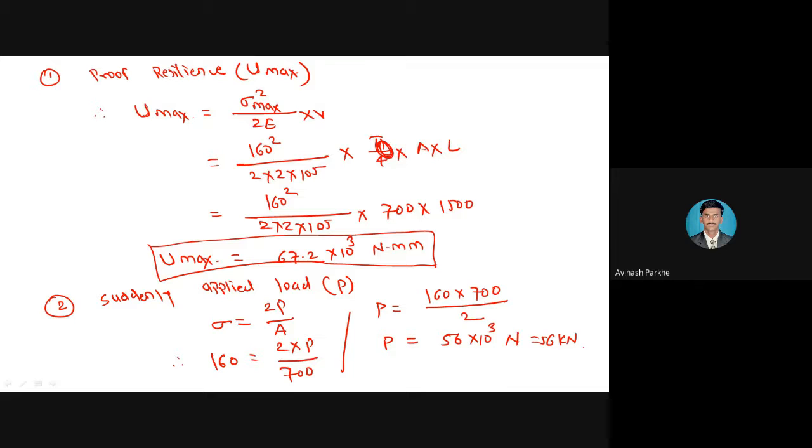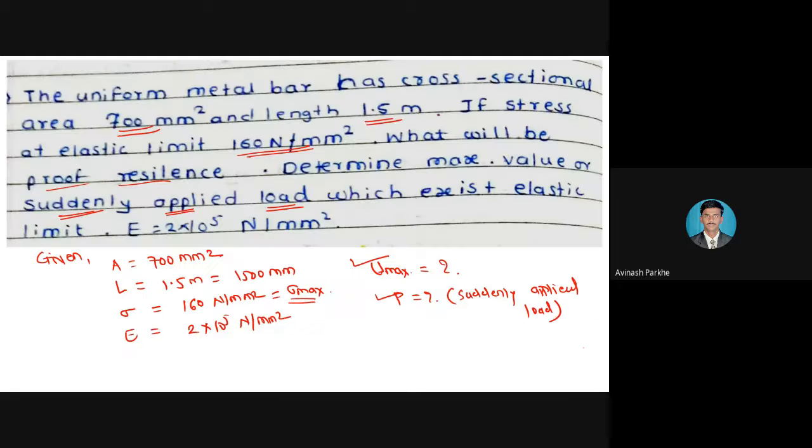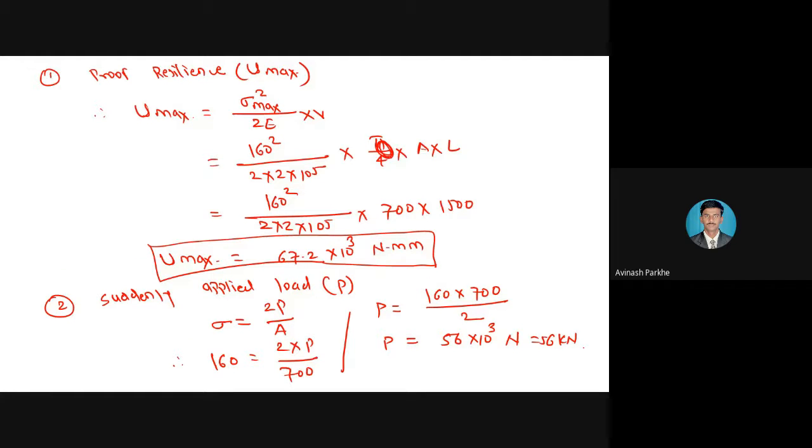Many of you have calculated the answer P is equal to 112. It is wrong. Please check which formula you used, whether sigma is equal to P upon A or sigma is equal to 2P upon A. In the statement, please see, it says determine the maximum value of the suddenly applied load. They have given the words suddenly applied load. Therefore, while using the sigma formula, the formula for sigma is 2P upon A.